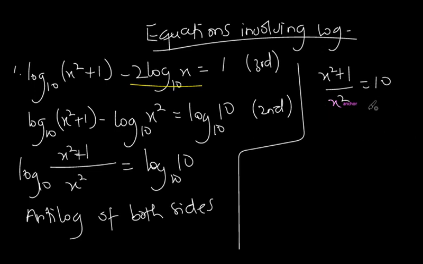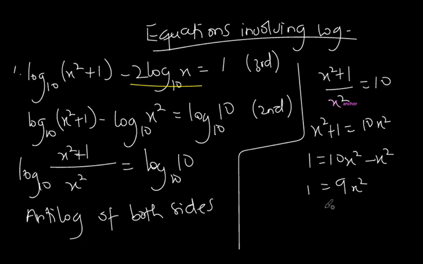This is now in a linear form and we can solve this straight. So we just cross multiply. We have s square plus 1 is equal to 10s square. Now we group items and solve our equation. So we have 1 is equal to 10s square minus s square, which gives 1 is equal to 9s square. We divide both sides by 9, so s square is equal to 1 over 9. But we are looking for x, not s square.